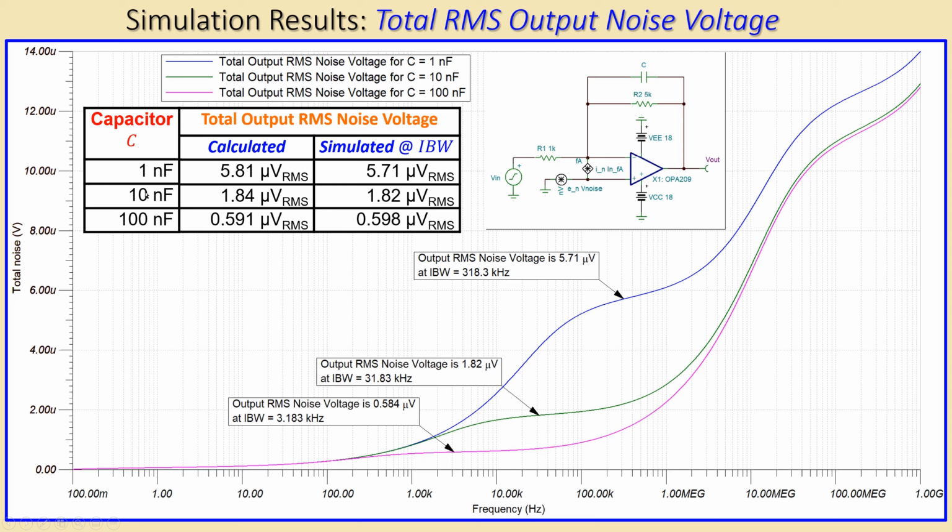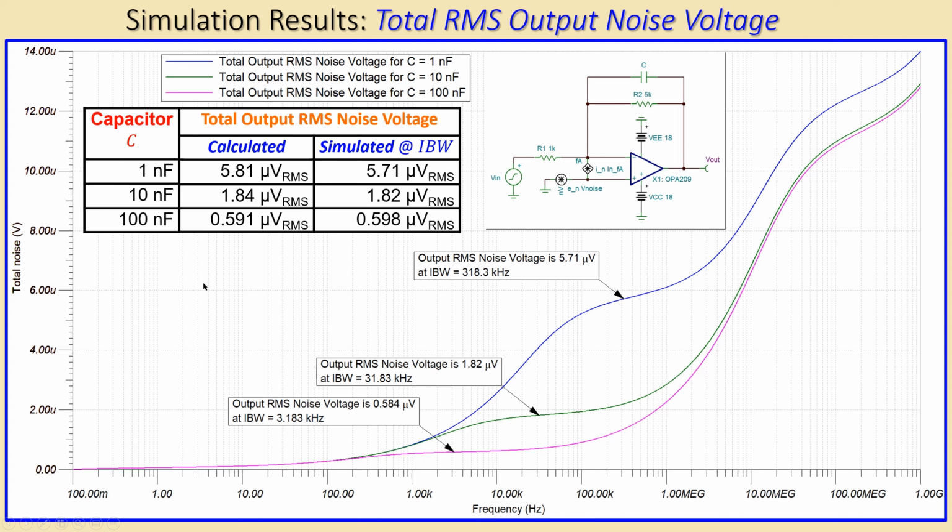Now if you do that also for 10 nanofarads, again at the integration bandwidth, it was calculated 1.84 microvolts, it is now 1.82 microvolts, so that's actually also a really nice result. Again, for 100 nanofarads for the capacitor, the value which we have calculated is 591 nanovolts RMS, but we have here 598 nanovolts RMS, so also very close to what we have calculated. So the simulation at the integration bandwidth and the calculations do match very well.